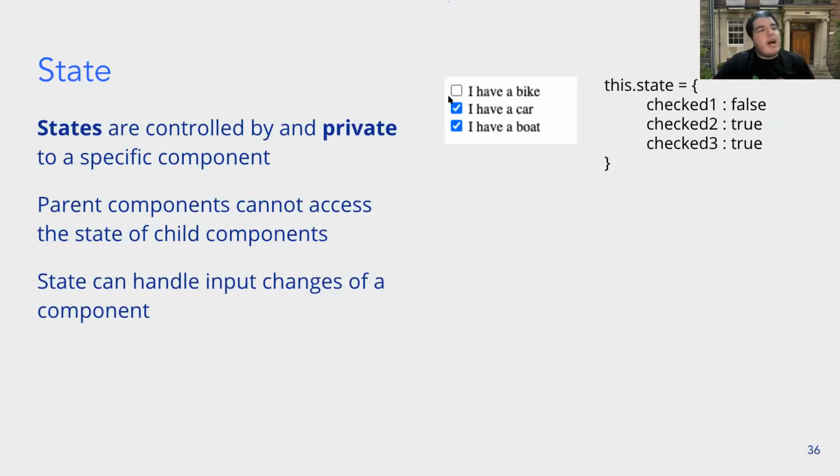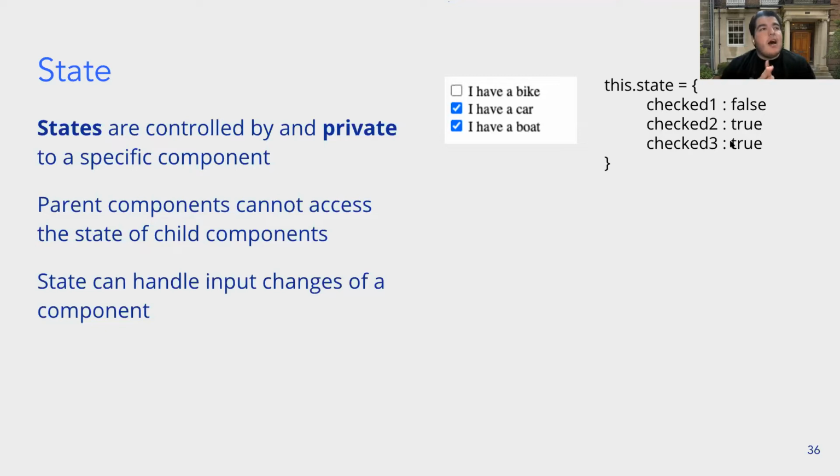Let's say you have a form and you're asking your user, what do you like, right? And you have a list of checkboxes that say, I have a bike, I have a car, I have a boat, right? And they can click which one that they like, right? And each individual checkbox can be associated with the state variable. So checked one might be the Boolean status for the first checkbox item. Checked two can be for the second one. Checked three can be for the third one, right?